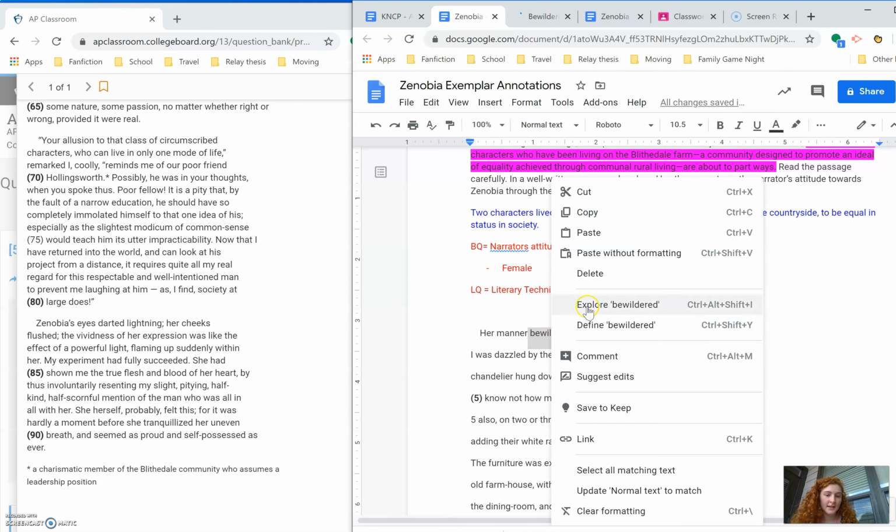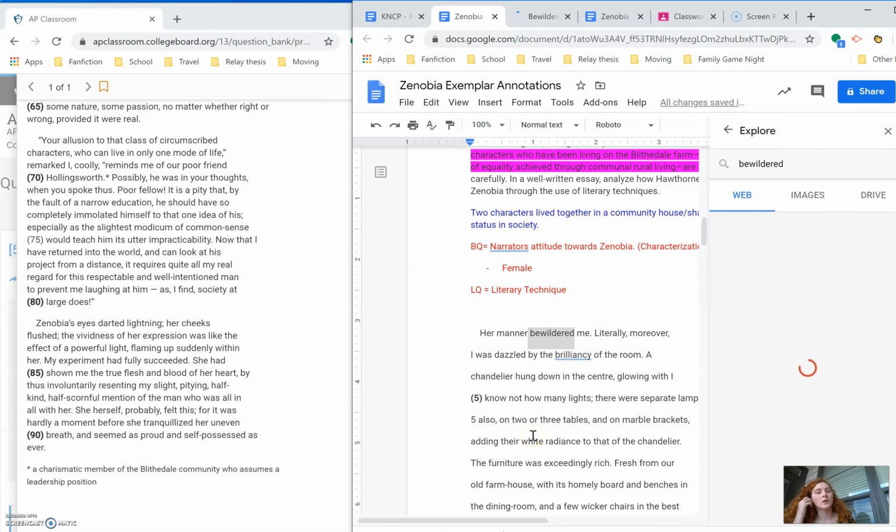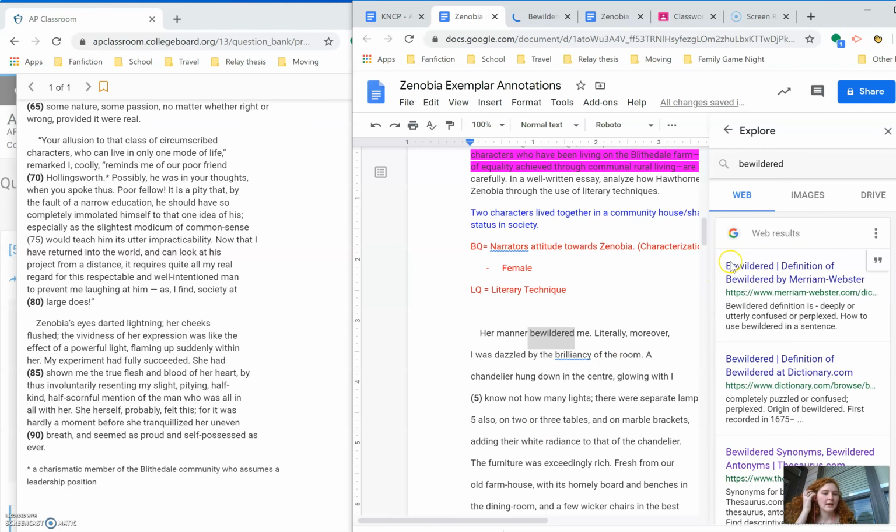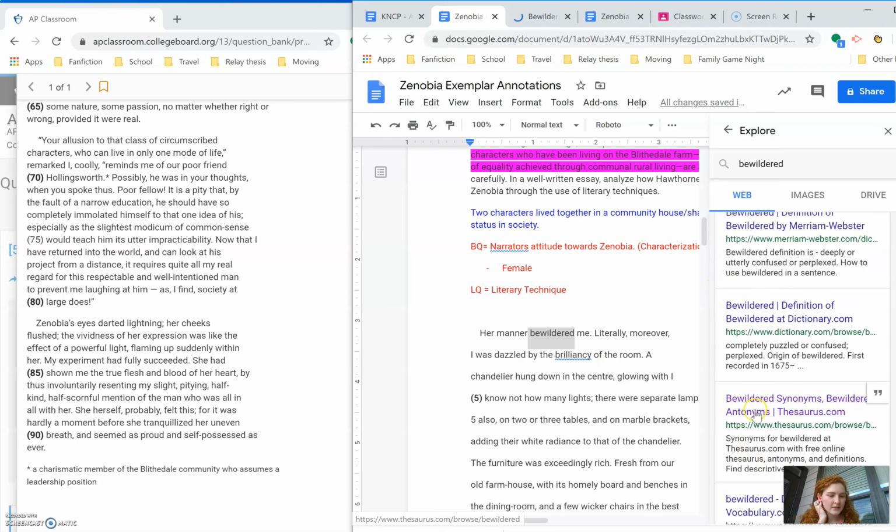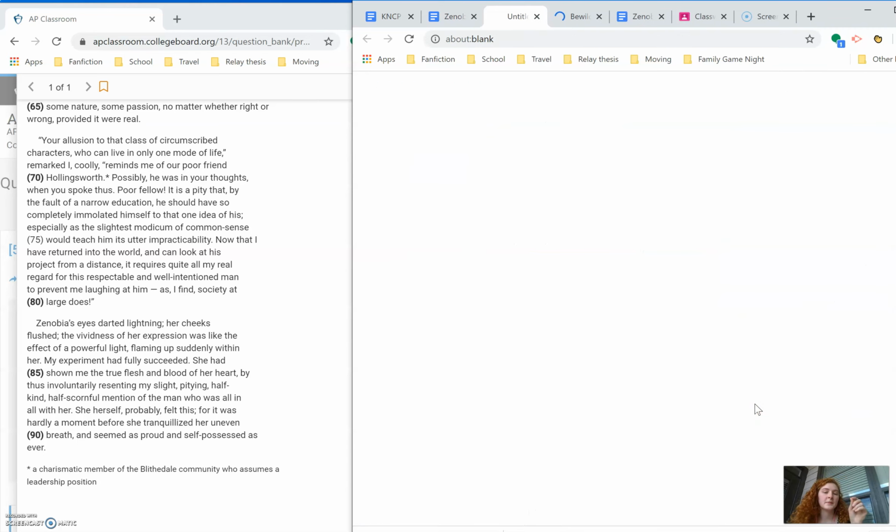So I'm going to hit explore for this one because there's this really cool technique that happens if you are using this one. So the thesaurus.com, the synonyms. A synonym is other words that mean the same thing. So it helps you think of good diction to use in your essay and stuff.